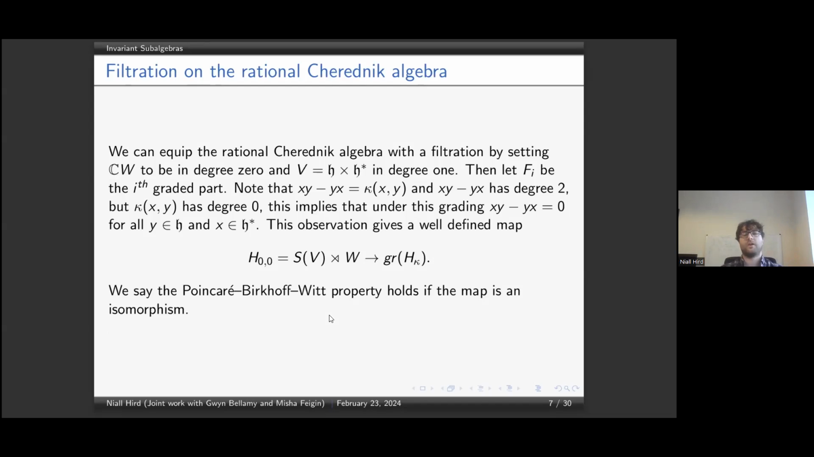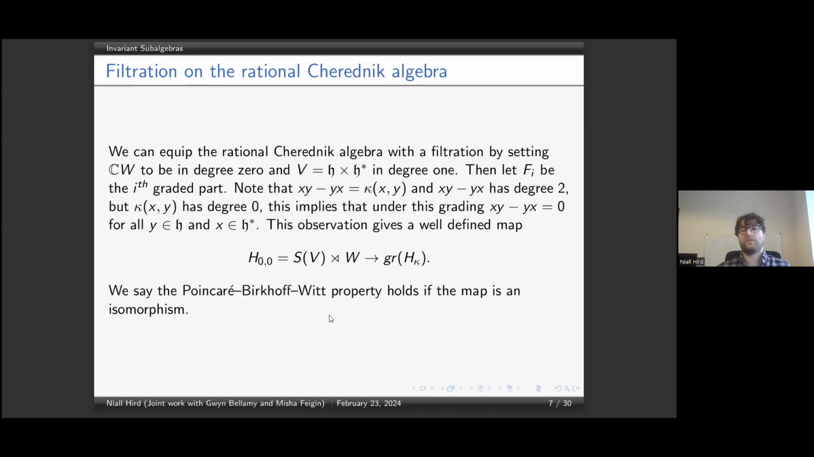Okay, so we have the rational Cherednik algebra. We have our associated gradeds. How do we start mixing them together? So the rational Cherednik algebra has a canonical filtration, and it's given by setting the group to be in degree 0, your vector space V that you form the tensor algebra with to have degree 1, and then your Fi's are just the ith degree part.